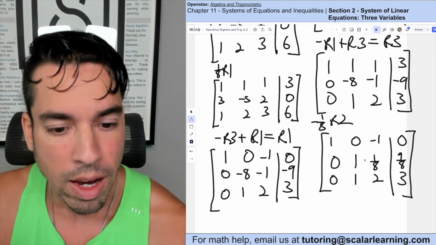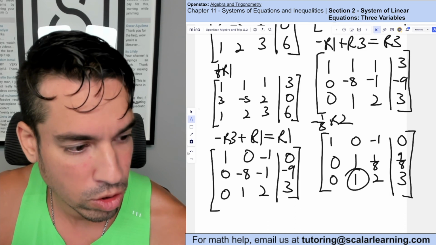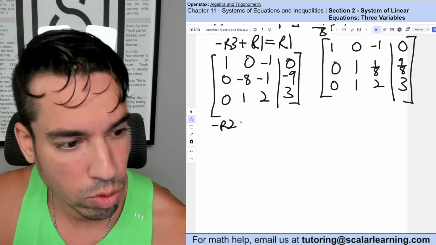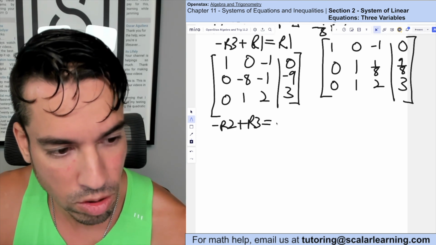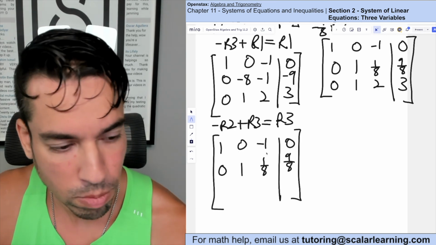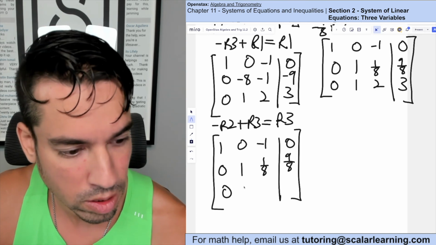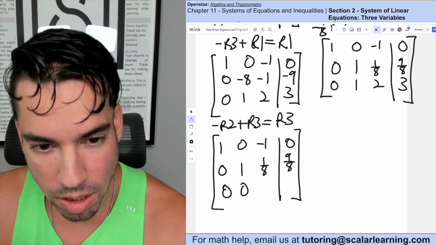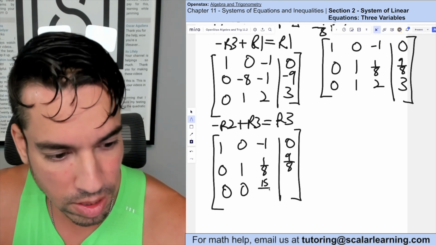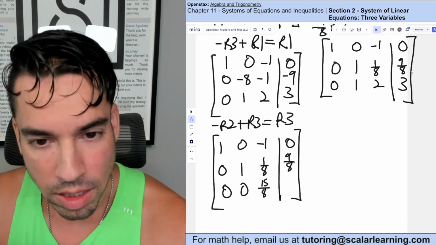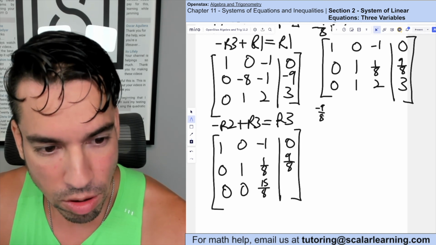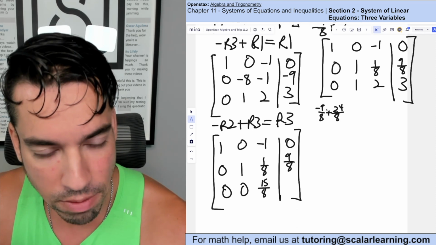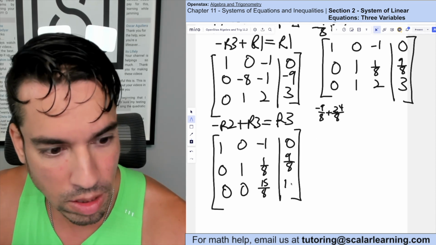All right, great. And now I can knock this one to a 0 by multiplying row 2 by -1, adding it to row 3. So we got negative row 2 plus row 3 gives us a new row 3. Let's write it out. So -0 plus 0 is 0. -1 plus 1 is 0. Awesome. And then -1/8 plus 2 becomes 1 7/8, or I'll say 15/8. And then we got -9/8 plus 3, which is the same as 24/8. So 24 minus 9 is 15. So this would be 15/8.